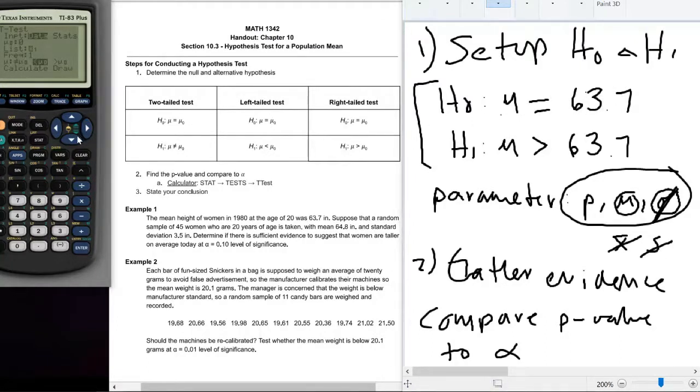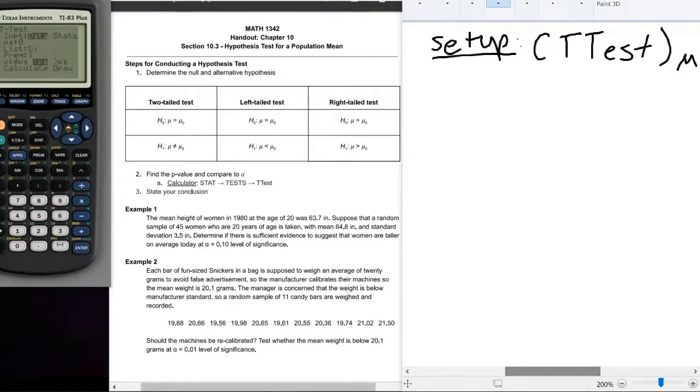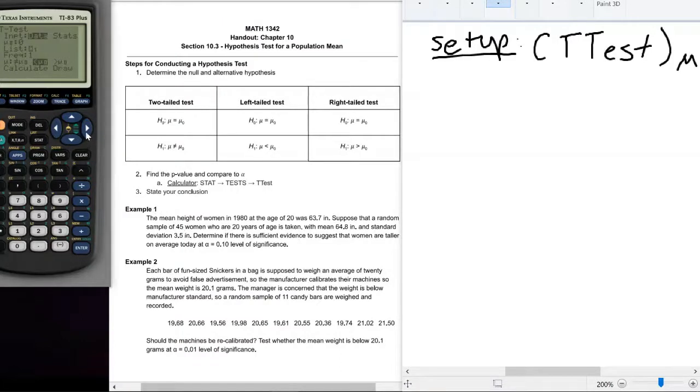The list is where your data is actually plugged in. And then I'll show you how to treat the rest of it when we get to the example 2 video. But for our problem, example 1 doesn't have data. It's actually giving us the statistics already, the sample statistics. So we're going to go to input and change it to stats.